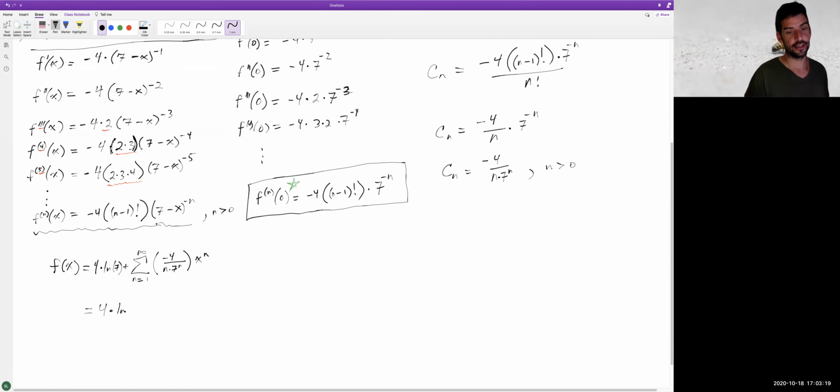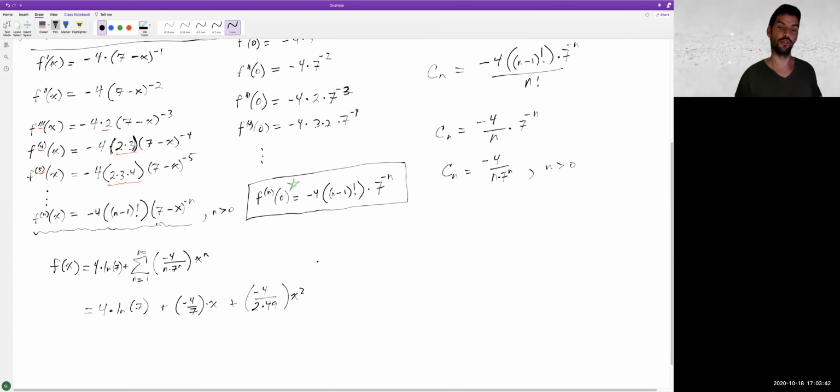So we have 4 times natural log of 7 plus, when n equals 1, let's see what we get. We have negative 4/7 times x. I'm just putting in n equals 1. Then for n equals 2, I get negative 4 over 2 times 7 squared, or 49, x squared. Of course, you can simplify some of this. I'm going to leave it as is for now. It's not important to what I'm trying to accomplish. Let's do one more. We'll get negative 4 over 3 times 7 cubed, x cubed, and on and on and on.